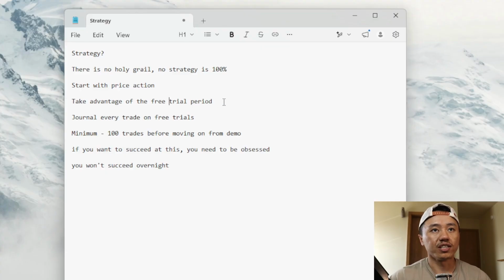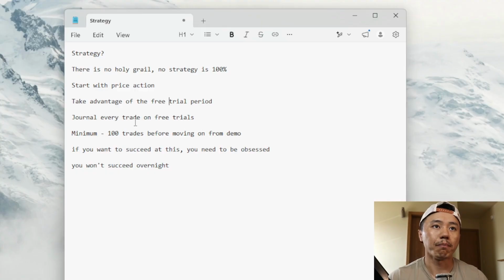But anyways, make sure you are taking advantage of the free trial period that you are given with these brokerages. Literally, do not try to rush the process, okay? Take your time and trade every day that is given to you during these trials, okay?